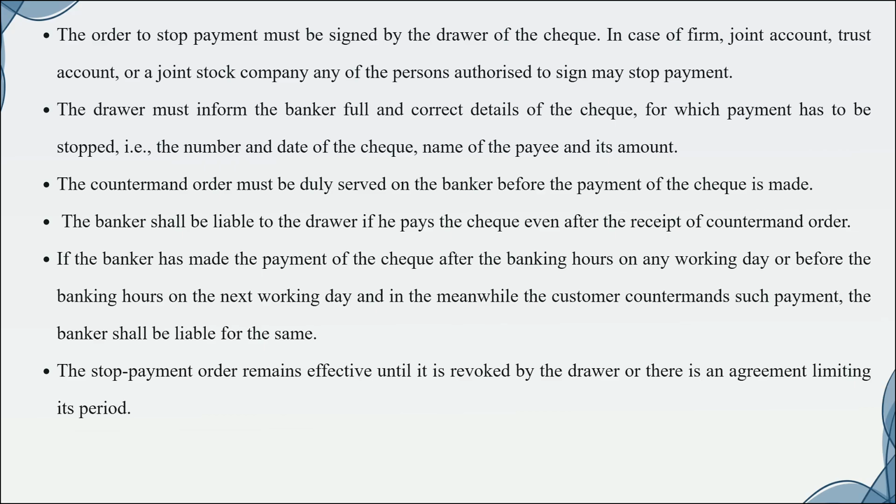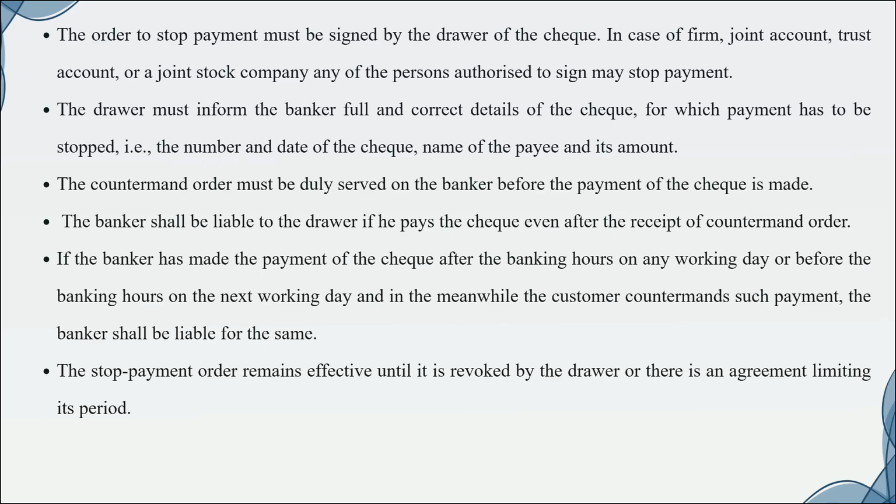In case of a firm or joint account or trust account, any of the persons authorized to sign may stop the payment of check. The drawer must inform the banker of full and correct details of the check for which the payment has to be stopped. For example, the number, date of the check, name of the payee and its amount have to be clearly indicated to the banker. Then the countermand order must be duly served on the banker before the payment of check is made.